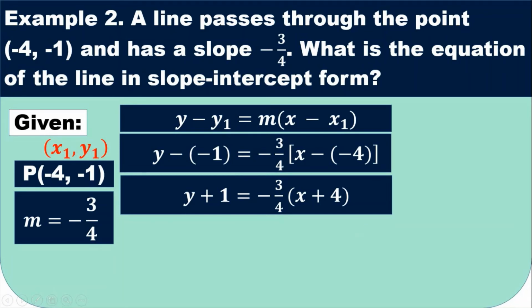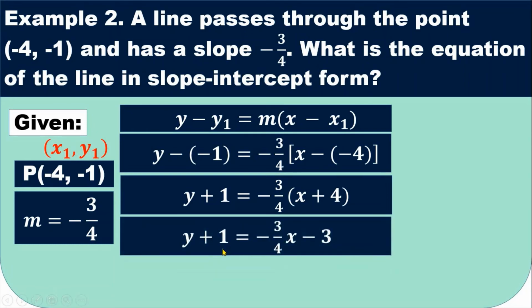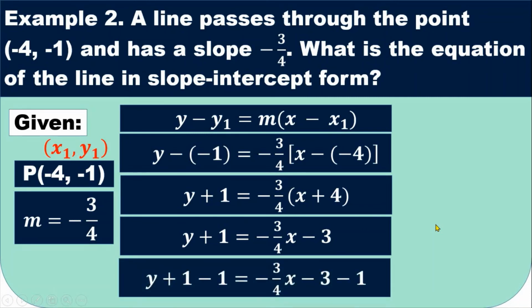Since the question requires us to write the equation in slope-intercept form, let us apply the distributive property of multiplication on the right side of our equation. The result is y plus 1 is equal to -3/4 times x, that's -3/4 x, -3/4 times +4 equals -3. Finally, all we have to do is to remove this +1 on the left side of our equation. To do that, we will subtract 1 from both sides.